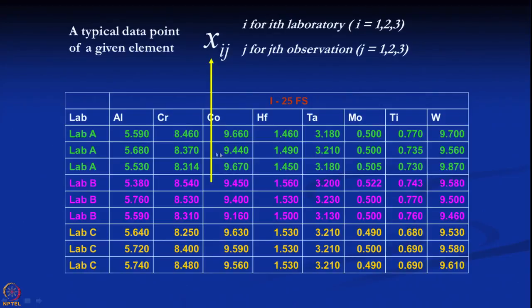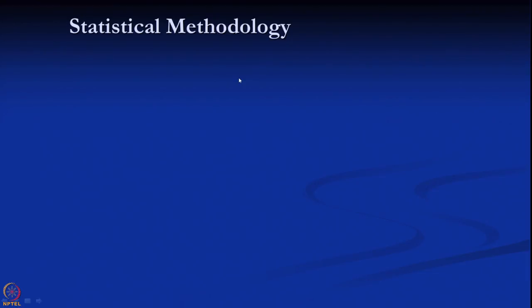Sorry, I think I have made a mistake. What I said first is correct. It is the second laboratory, third observation. So this is X2,3, this is X1,3. Like this, all the Xij values are calculated.